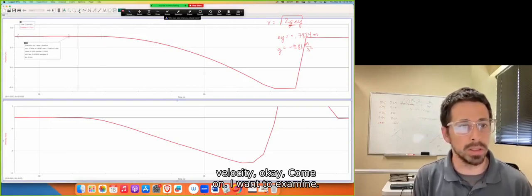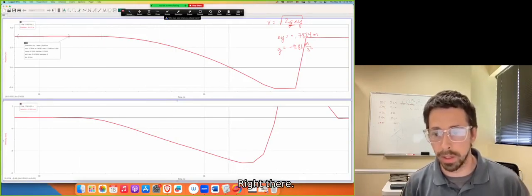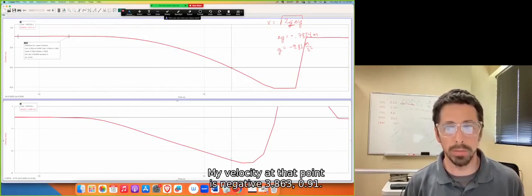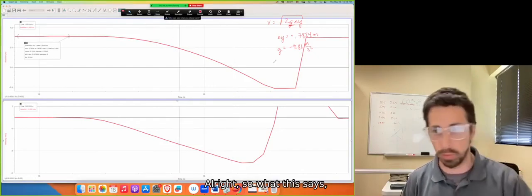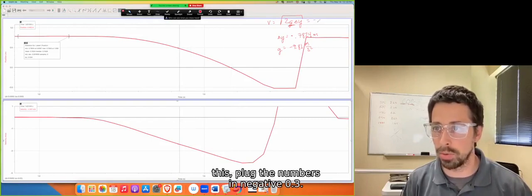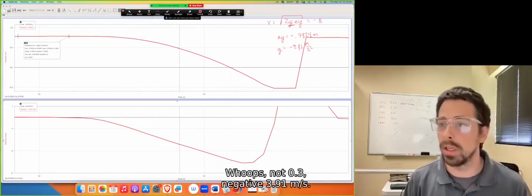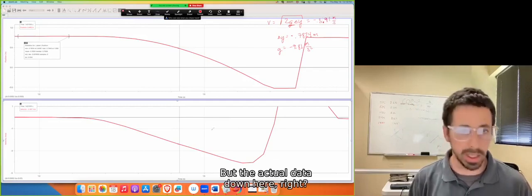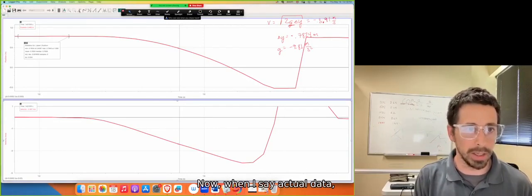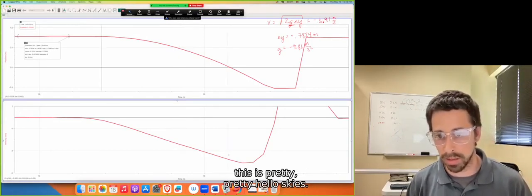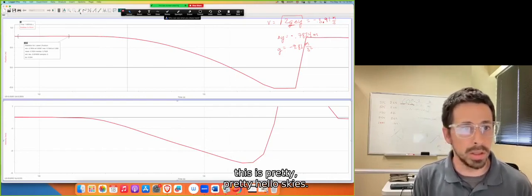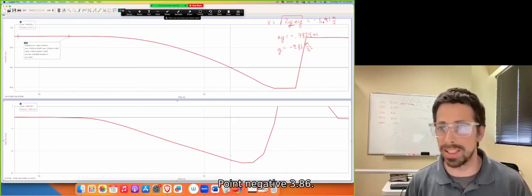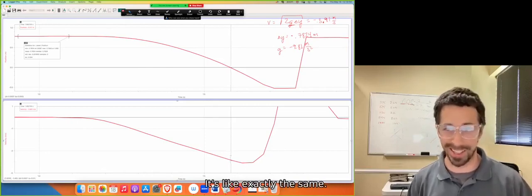So if I come up here and look at my velocity, okay, come on, I want to examine. There you go. Right about there, my velocity at that point is -3.86. The calculation says -3.91 meters per second. But the actual data down here, golly, this is pretty close, guys. -3.86. I mean, come on. It's like exactly the same.